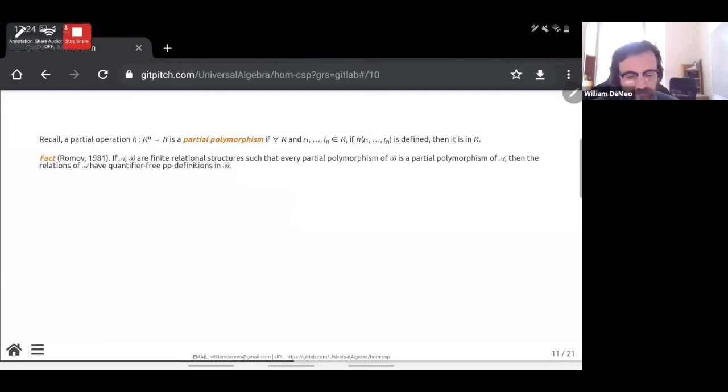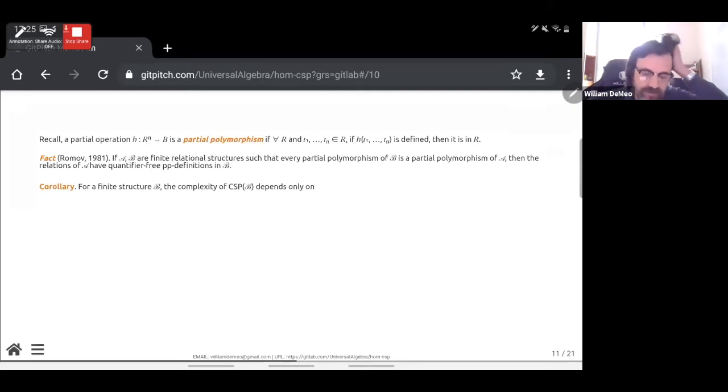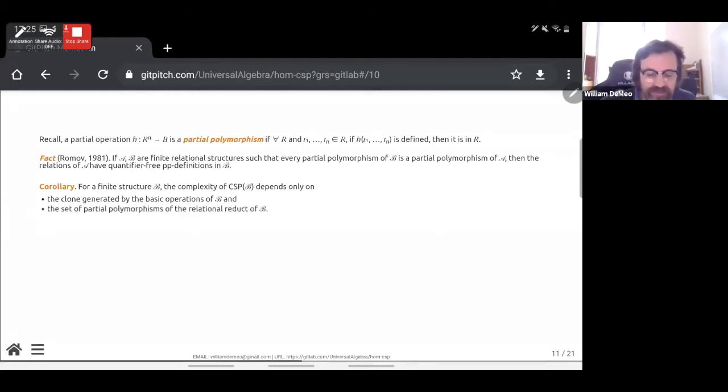Okay. There's this result of Romov from 1981 that says, if you've got two finite relational structures such that every partial polymorphism of B is also a partial polymorphism of A, then the relations of A have quantifier-free pp definitions in B. Okay, so we're going to use this result, and the corollary of this is that for a finite structure B, the complexity of the CSP of B depends only on the clone generated by the basic operations of B and the set of partial polymorphisms of the relational reduct of B.